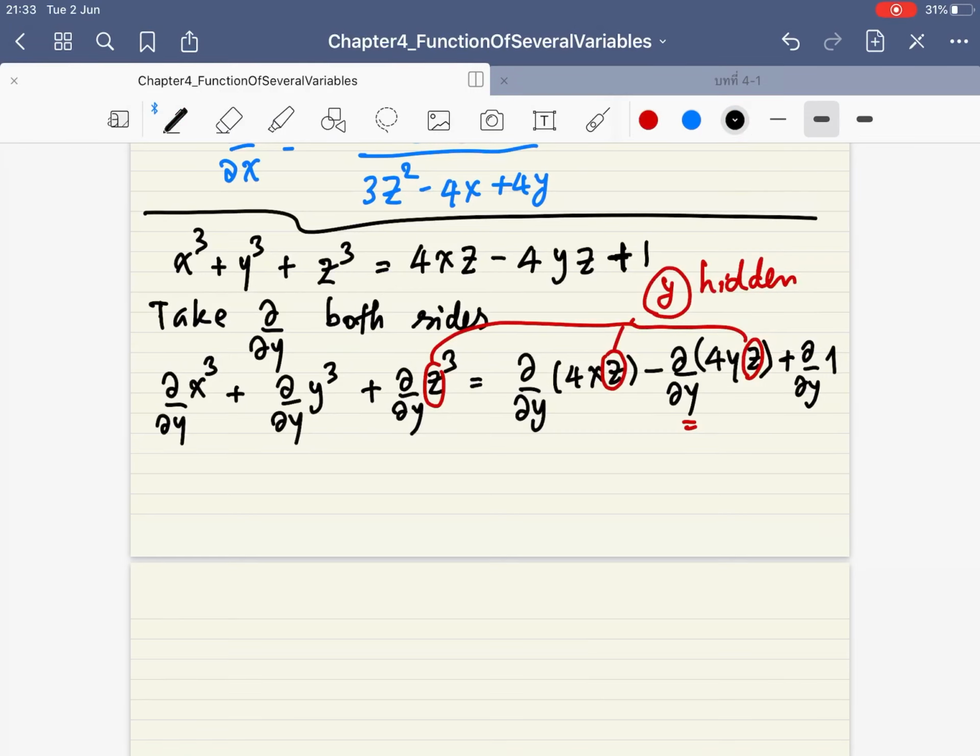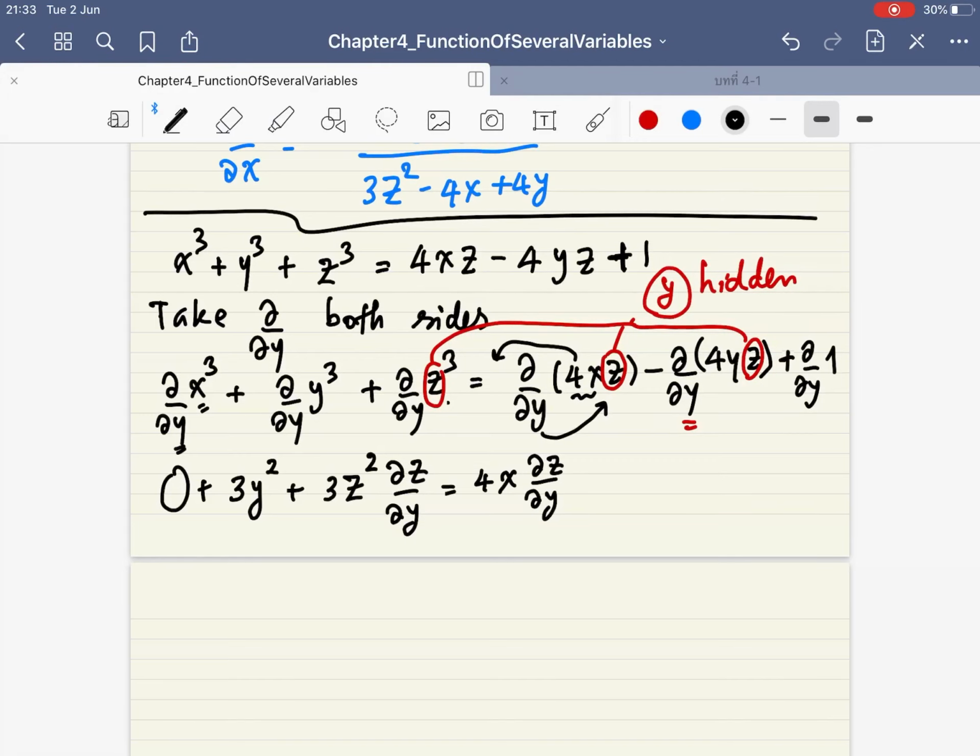All right, so here, because your y is a variable, now your x is a constant, so it is 0. This one is easy, you get 3y squared, and this one, because your y is hidden in it, you get 3z squared, and then by the chain rule, a derivative of the inside, which is dz by dy. Here your 4x is a constant, so you pull it out, and then the derivative just applies to the z.